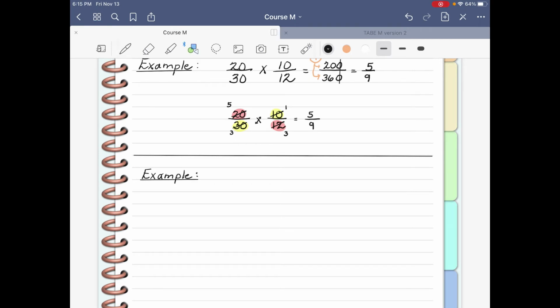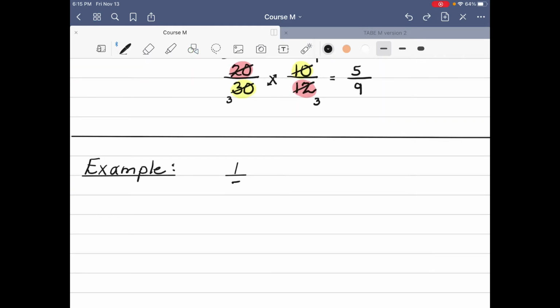Let me look to see if I've written any down. Sometimes I do and sometimes I don't. Let's do 1/5 times 7/10. Sorry, I'm still on Shape Tool.